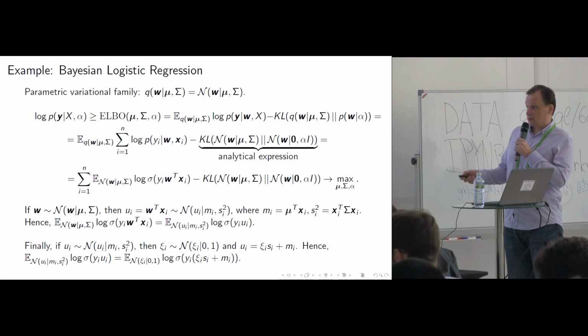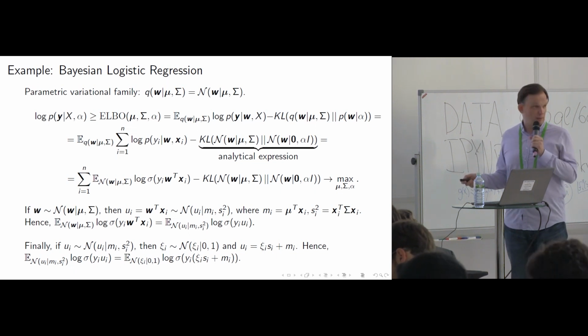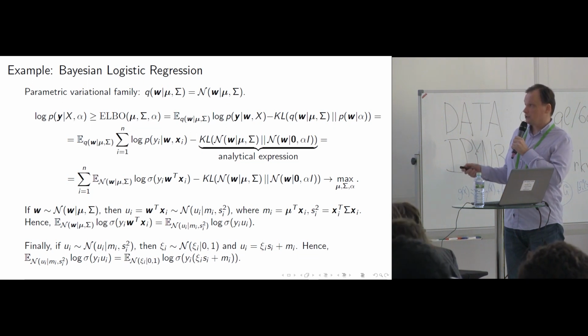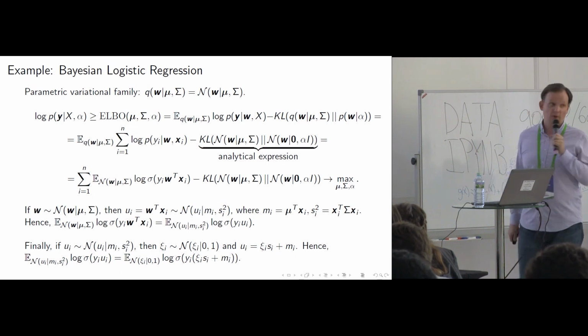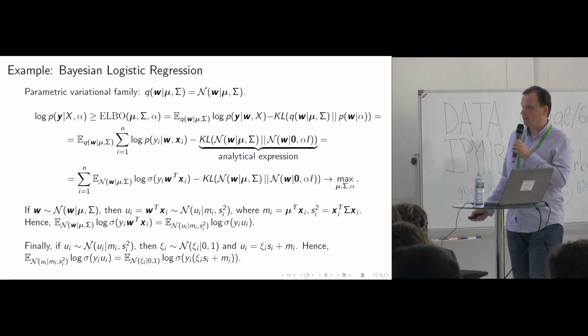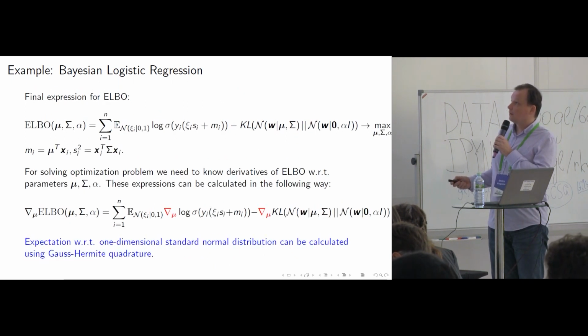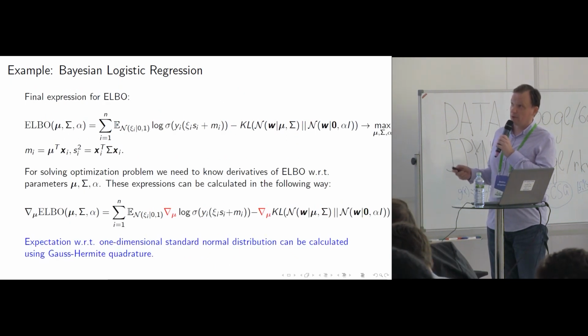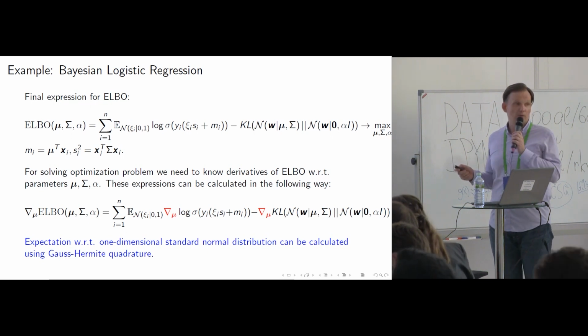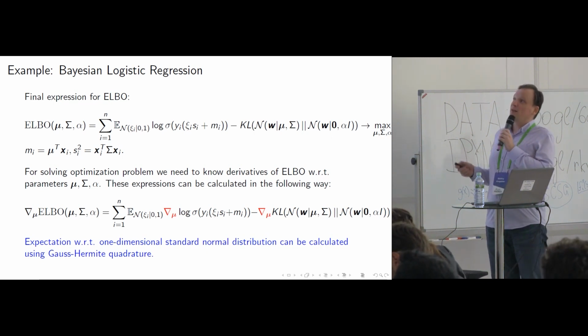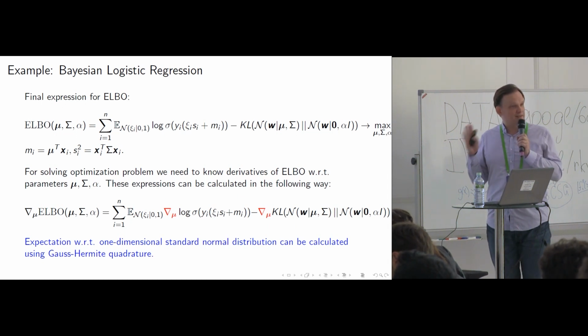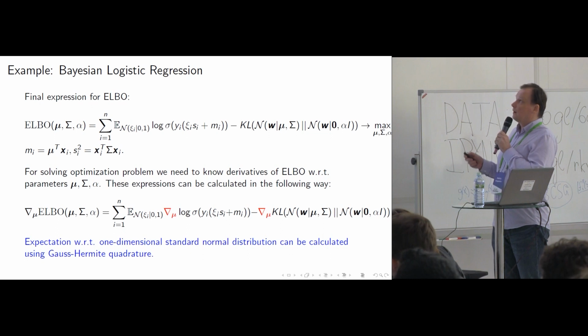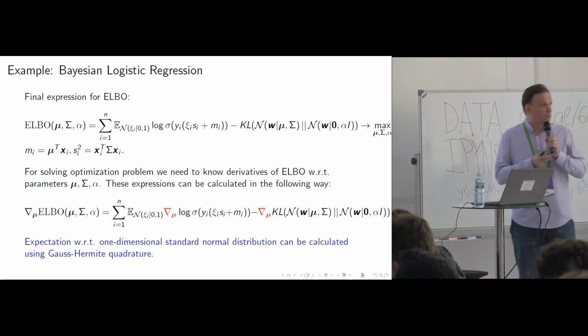So let's do the same thing here. Change the expectation with respect to some normal distribution to the expectation with respect to standard normal distribution, and express this expression in terms of epsilon_i instead of u_i. So finally, we come to the following expression of our evidence lower bound. This is a sum over all objects in the training set, some one-dimensional integration over standard normal distribution, and some analytical expression here.